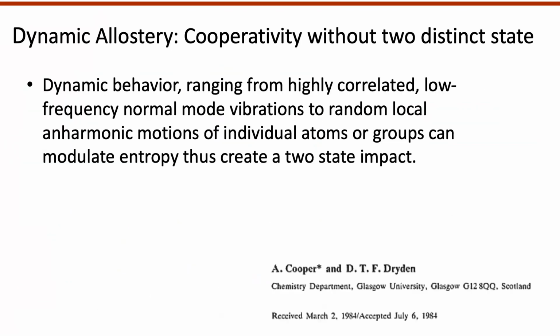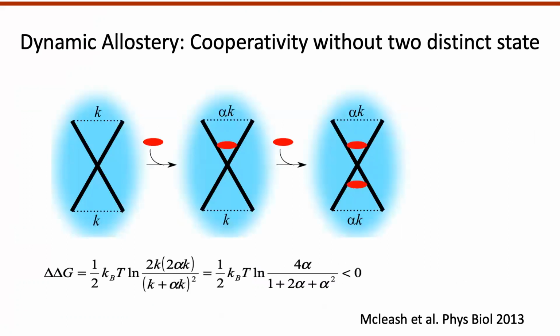And it turns out that you don't need to have two distinct states. Later, Cooper and Dryden showed that even shifted normal modes can give you this type of change in the landscape, only by shifting the normal modes, right? That was the idea. This is a very simple model. Let's say you have scissors like this, and you stick that part. Now your normal modes will change, and when something comes and binds on top, then this part will be so much easier to bind and more, right?